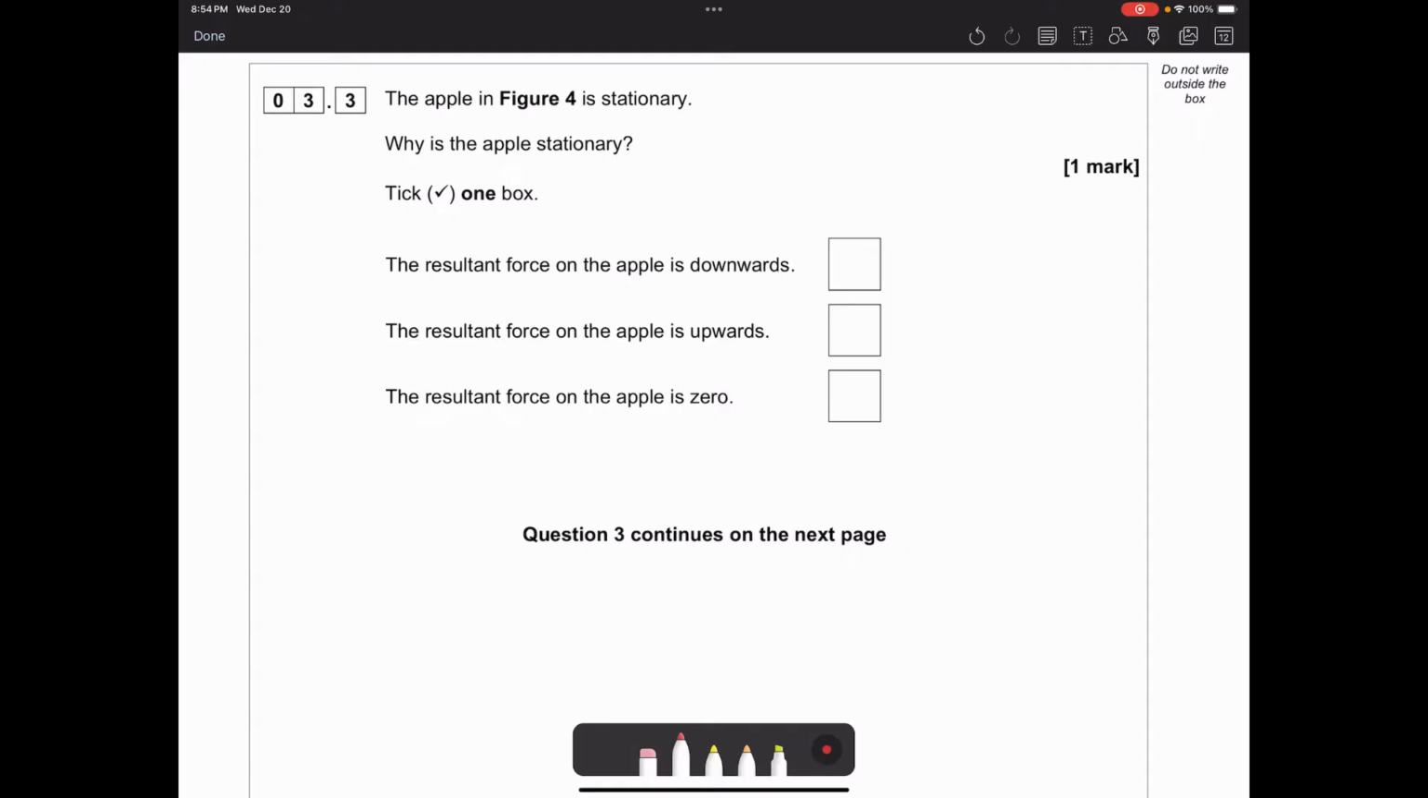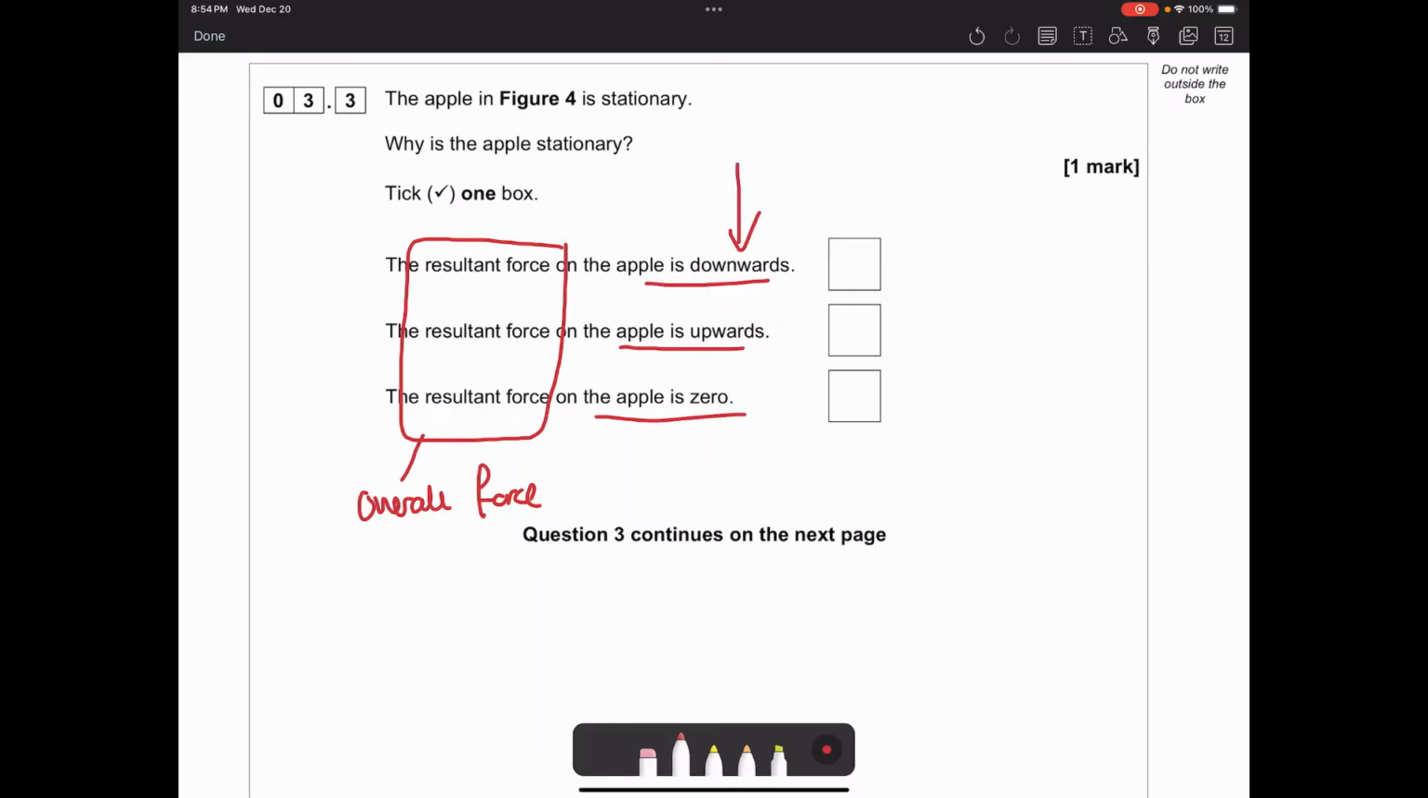The apple in figure 4 is stationary. Why is the apple stationary? Is it because the resultant force on the apple is downwards? Is it because the resultant force is upwards? Or is it because the resultant force is 0? Remember, this phrase resultant force just basically means the overall force acting on an object. Well, if the overall force acting on the apple was downwards, the apple would move downwards. If the overall force was upwards, the apple would move up. But because it's not moving, it's stationary, it means there is no resultant force, so it would be the bottom one.